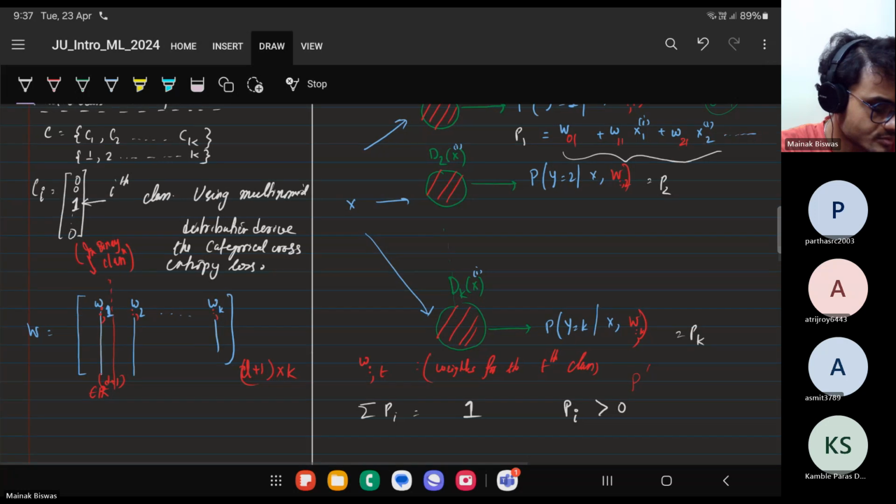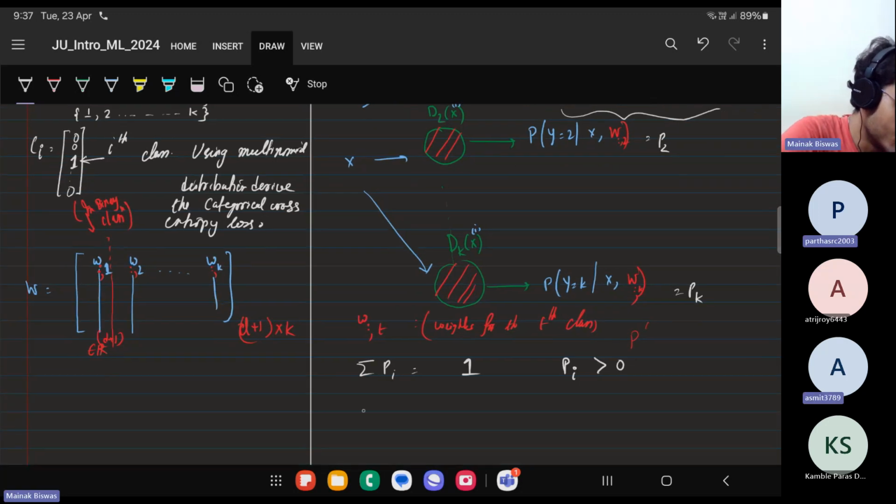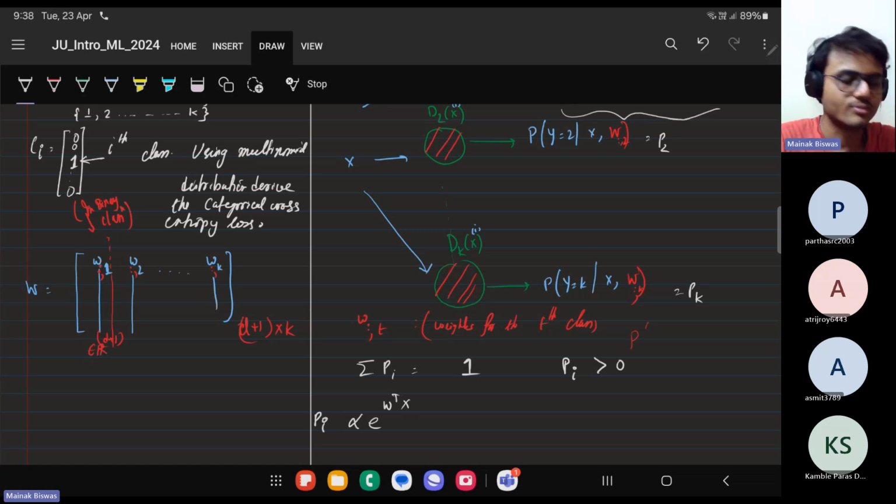How do I ensure that? How can I convert any number between minus infinity and infinity to between 0 and 1, or greater than 0? I can do a sigmoid function. We can also do something like proportional to wx. Say pi is proportional to e to the power w transpose x. This is greater than 0.